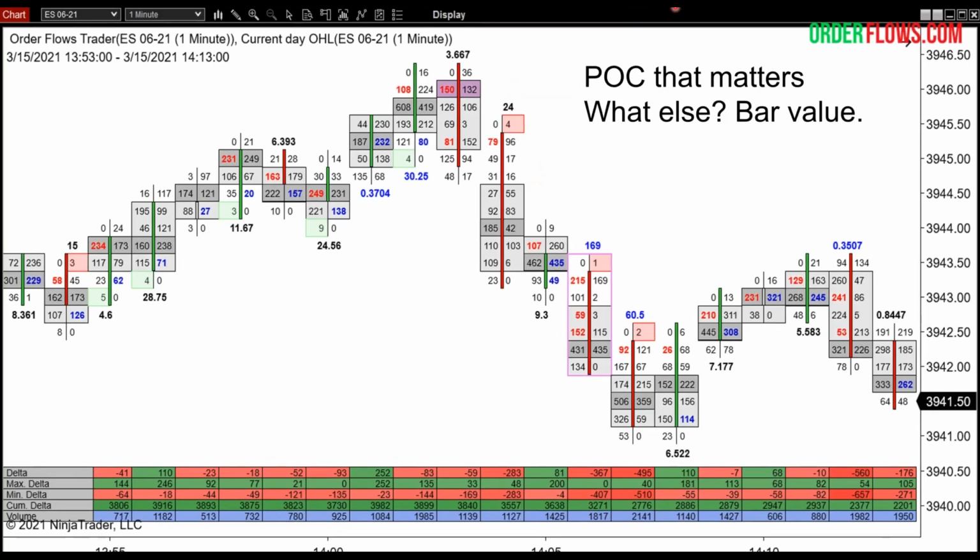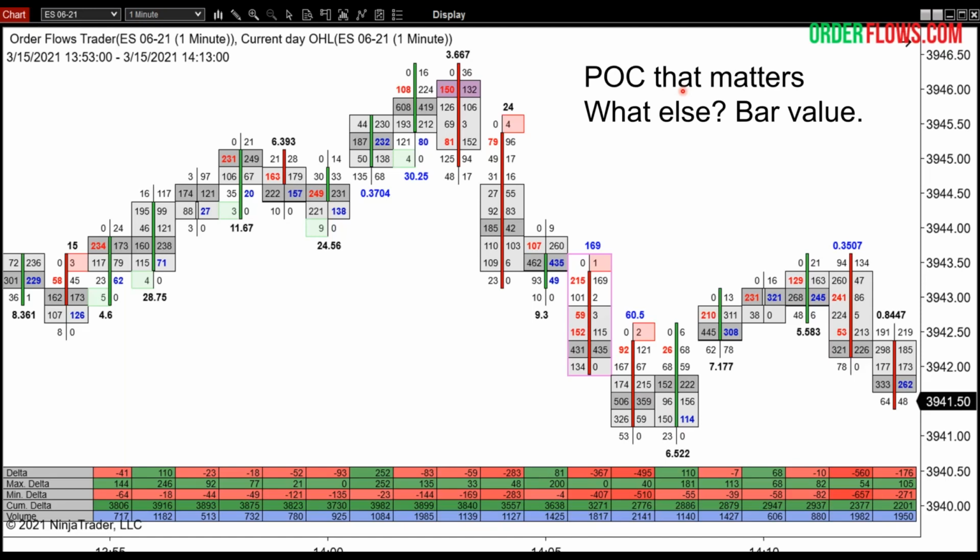So taking it to the next step, point of control. Point of control is volume, right? It's the point in the bar with the most volume. Now, in a new version of Order Flow Trader, the version we released back in October, this is the third version since 2015, we're upgrading our software with new tools for traders.